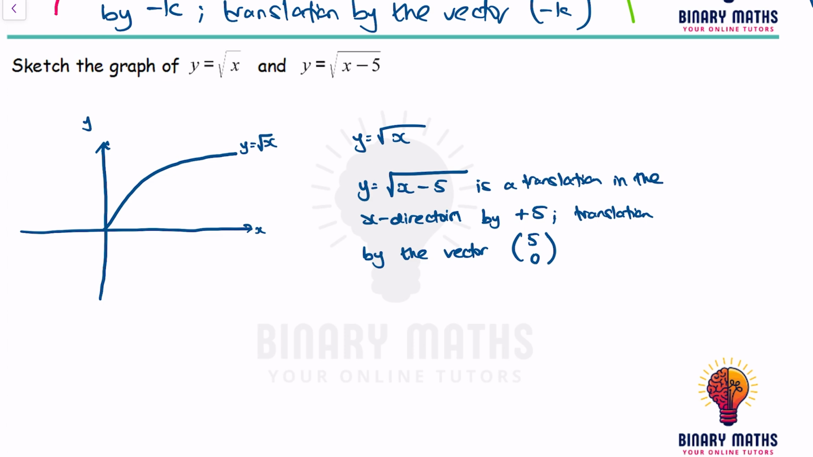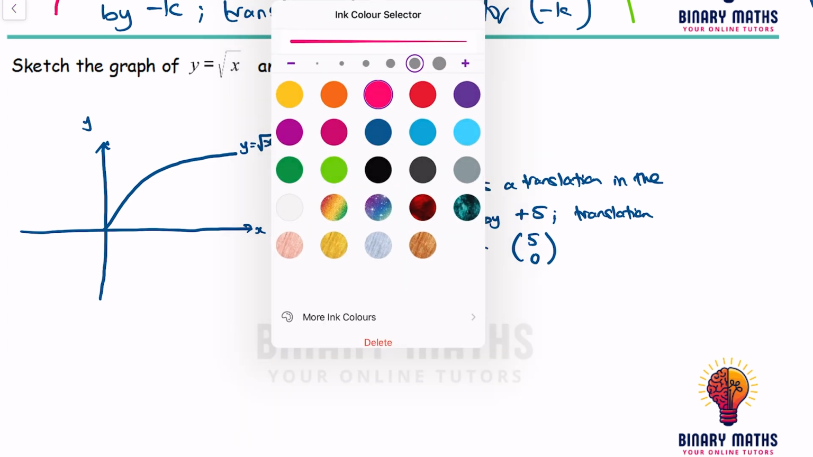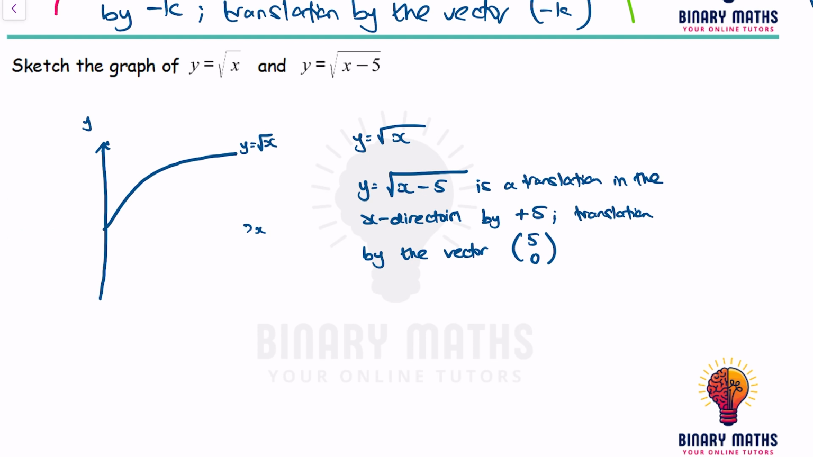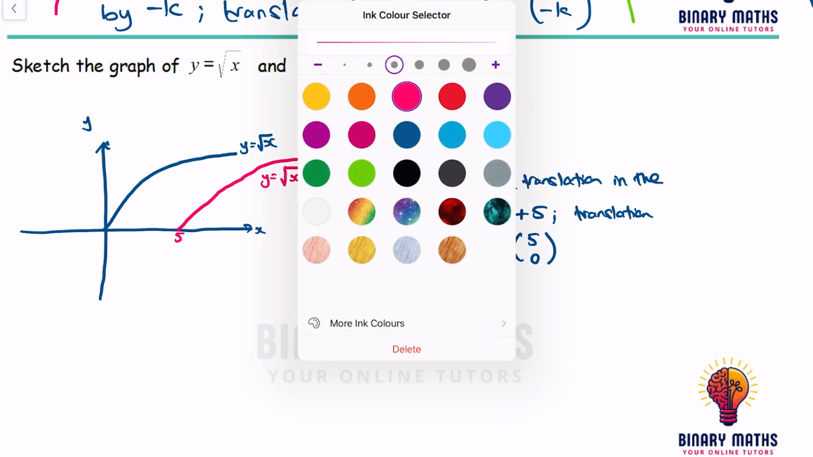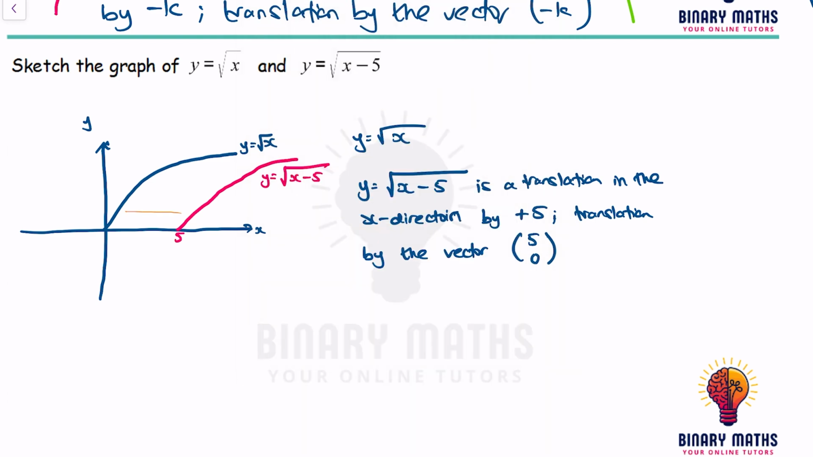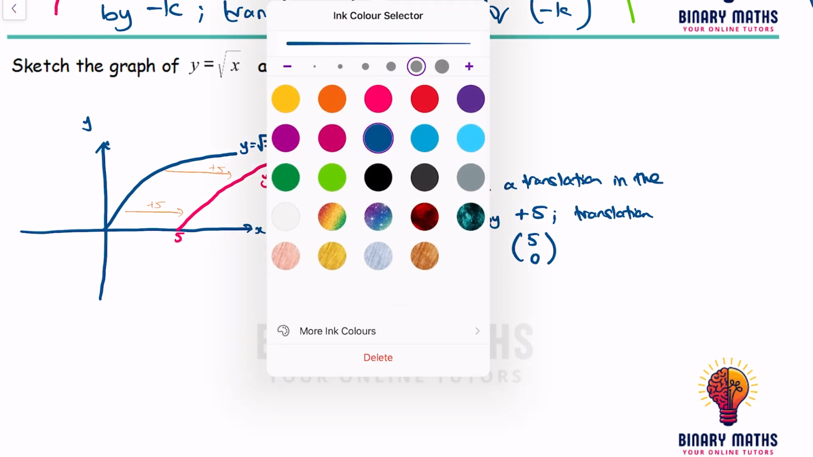So that means if I were to sketch y is equal to root x minus 5, it's going to go through 5 there, and this is y is equal to root x minus 5. Okay, so everything moves by positive 5. It doesn't have to be entirely accurate as long as it's clear what's happened.